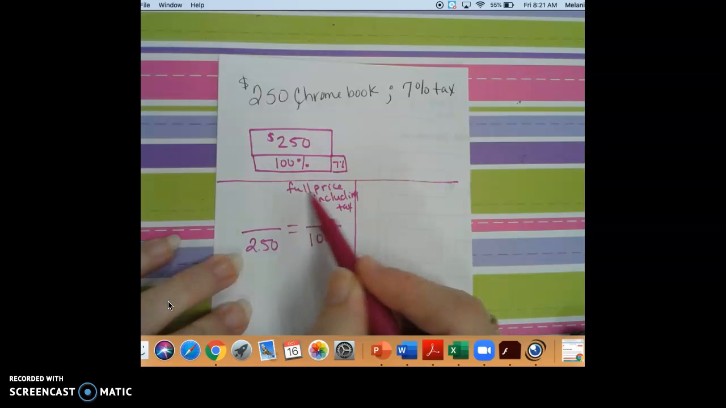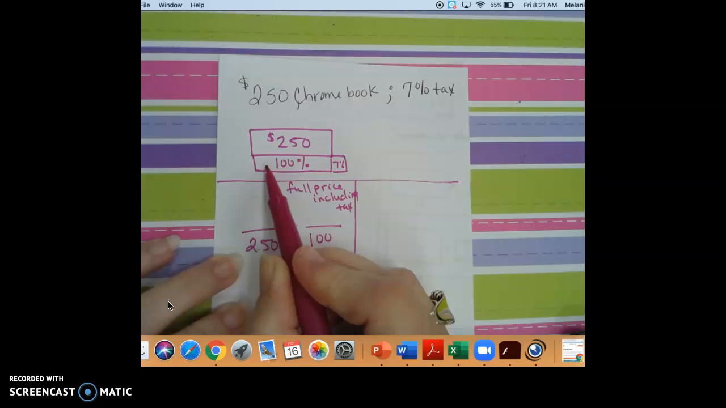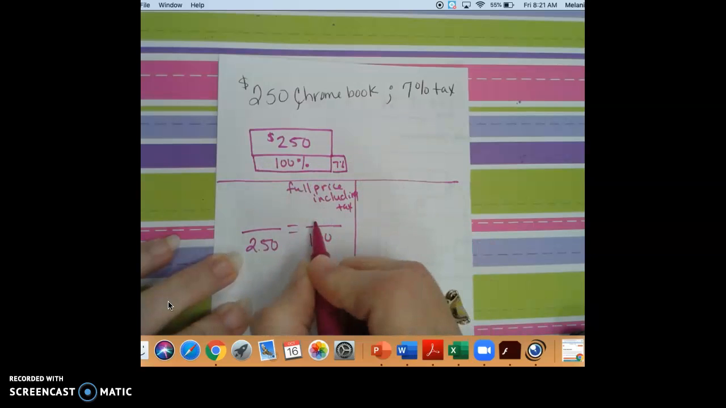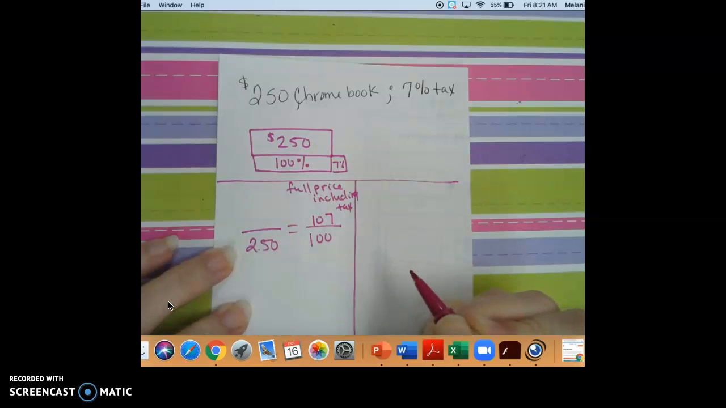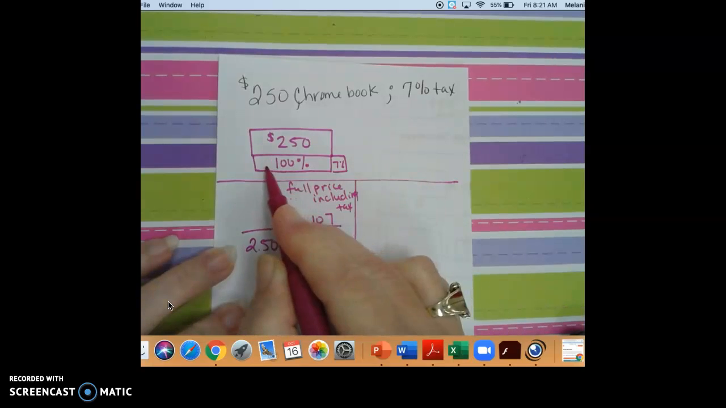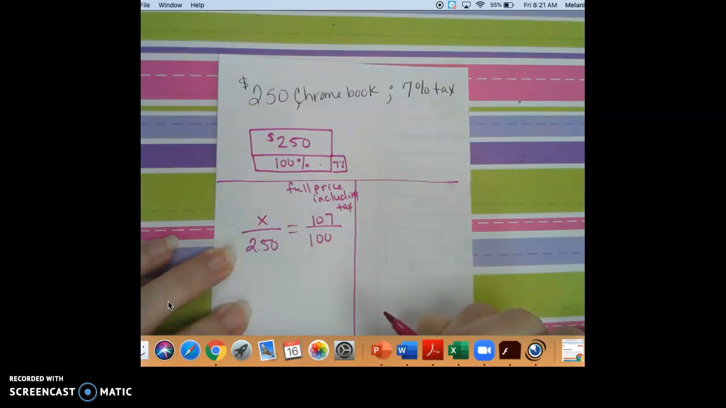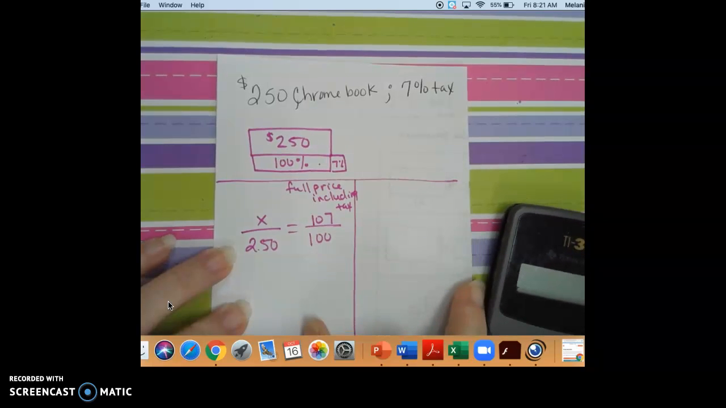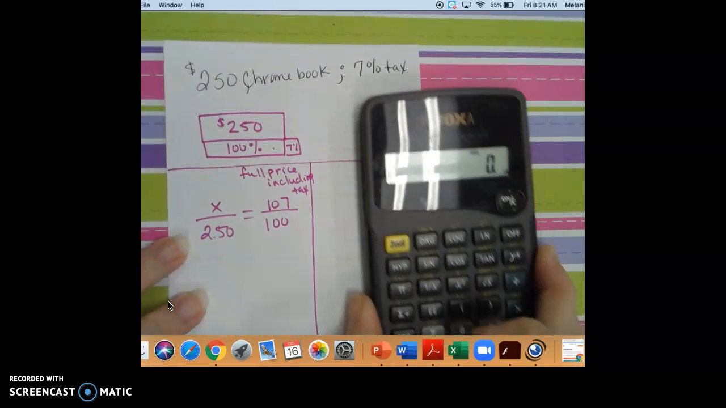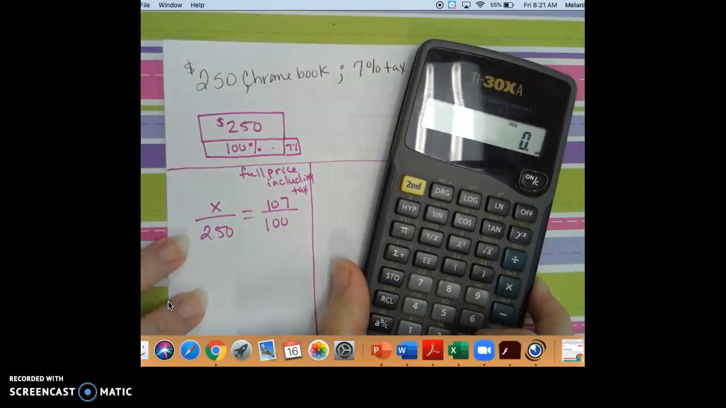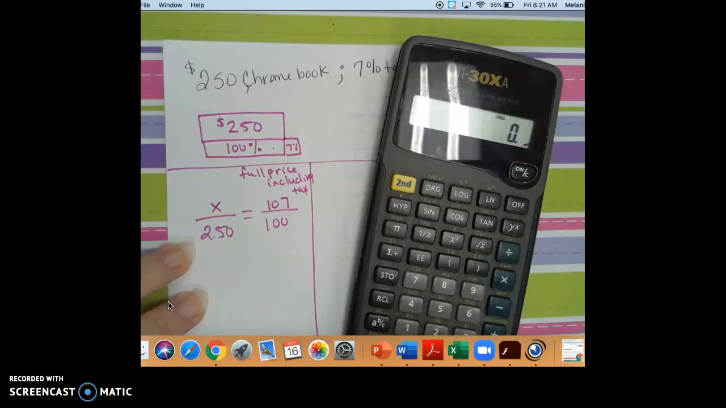So if we add the full price including tax, means we have to pay 100% plus that 7%, which means we're going to put 107 here because we have to pay, again, full price plus a little extra. So this is going to be our X. Now this should look very similar to what we've been doing for several weeks now. Okay, and we'll slide this over and get my calculator in here. So we've got 250 times 107.